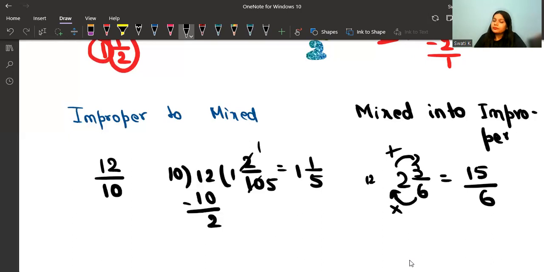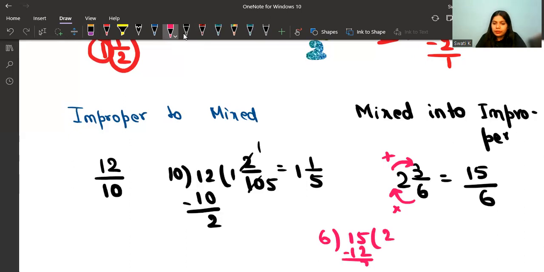Right? Now for the verification, you can do one more thing. You can divide this 15 by 6. I'll just write down this step. Here I multiplied and here I added. So let's check whether your answer is correct or not by dividing this and converting this improper fraction back into a mixed fraction. So 6 times 2 is 12. 15 minus 12 is 3, and the answer is 2 whole 3 by 6. Right? So this is how you can do it.